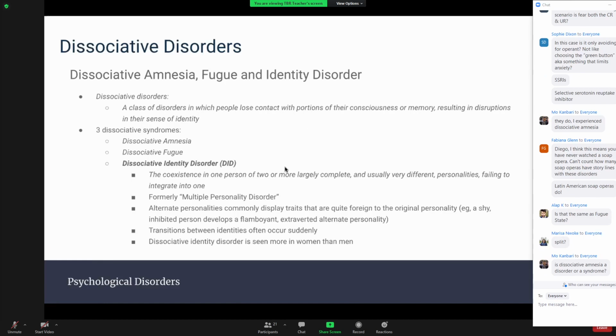Okay, yeah. So Mo, you brought up a good question that I don't sadly have the answer to. Dissociative amnesia is a syndrome that belongs to the category of dissociative disorders. I have to confess, I'm not sure why there's a distinction between a syndrome and a disorder, but I can tell you for certain that dissociative amnesia is a syndrome that falls in the bucket of dissociative disorders.